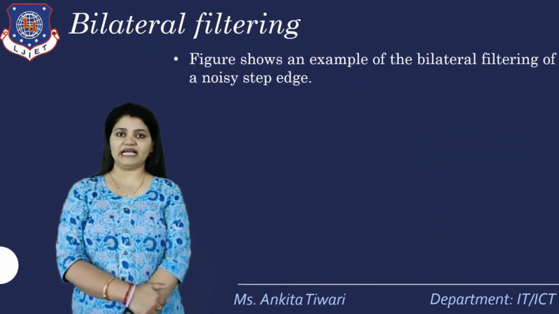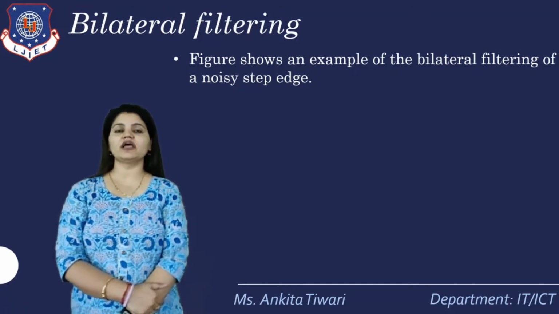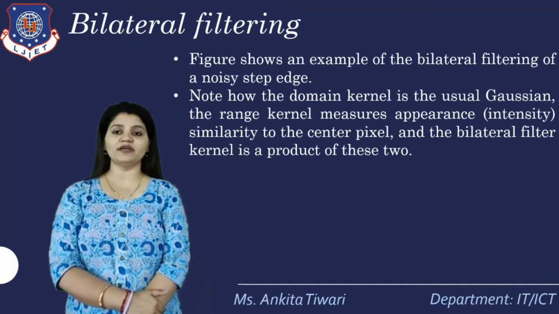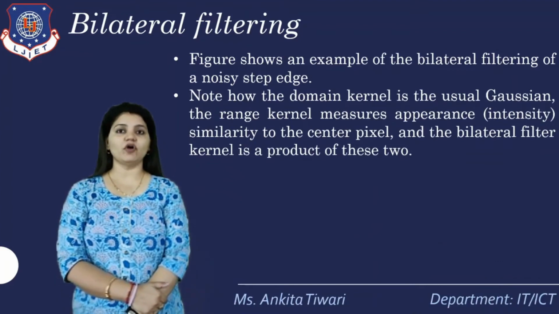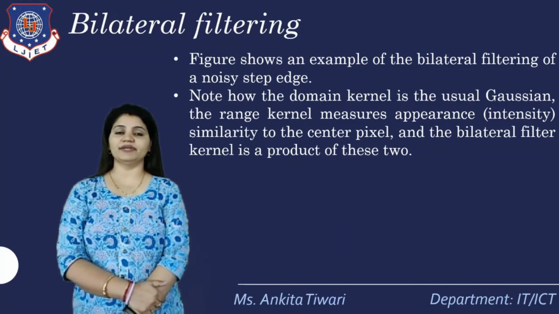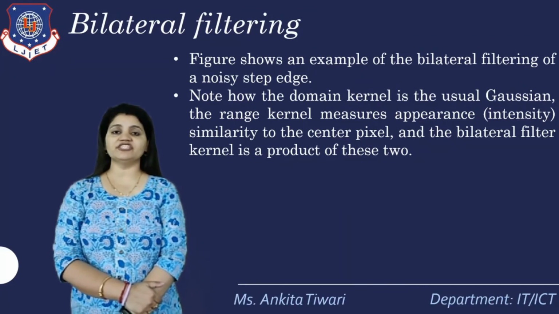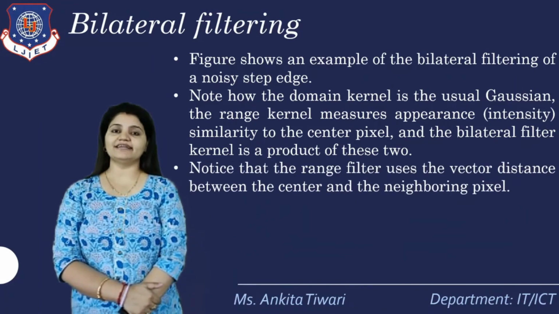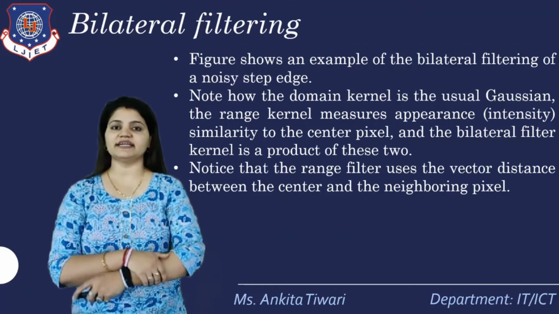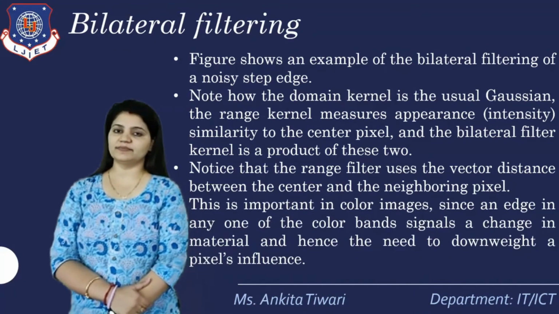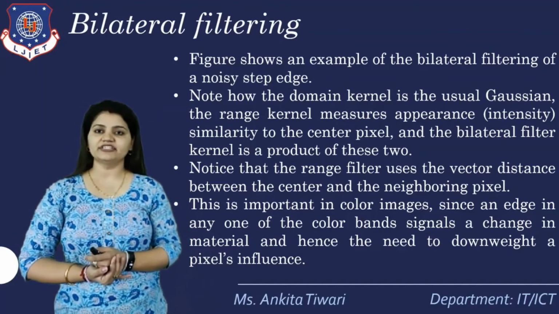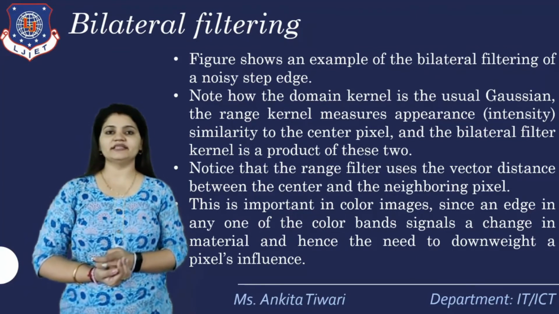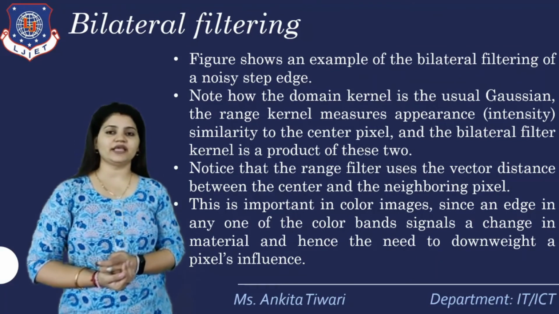So bilateral filtering, as shown in the figure we will be seeing afterwards, of a noisy step edge. Note how the domain kernel, which is the usual Gaussian, measures adherence and also the similarity to the central pixel, and the bilateral filter kernel is a product of these two. Notice that the range filter uses the vector distance between the center and the neighboring pixel. This is important in color images, since an edge in any of the color bands signals a change in the material, and hence the need to downweight a pixel's influence.